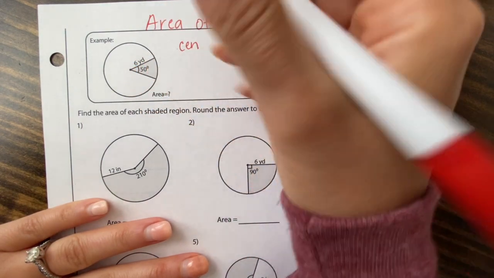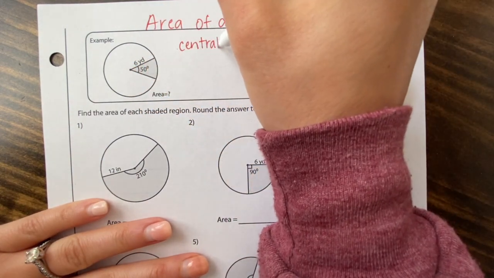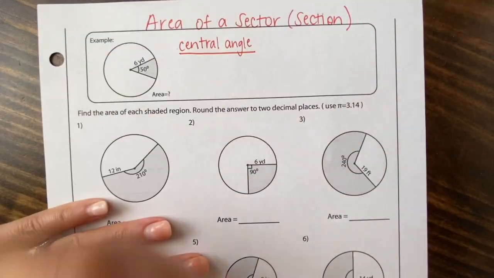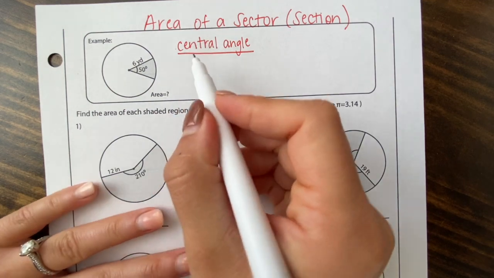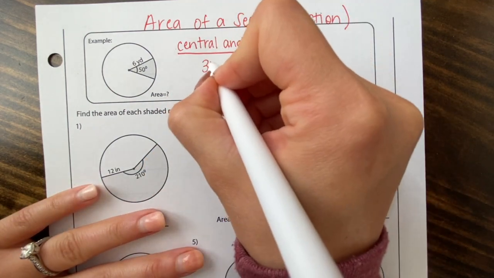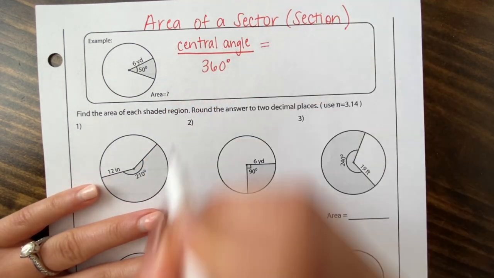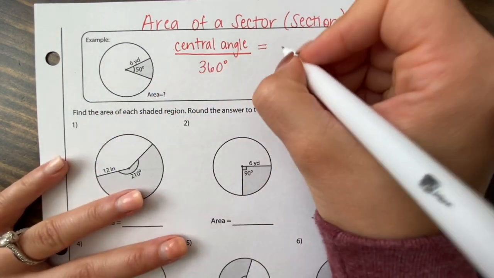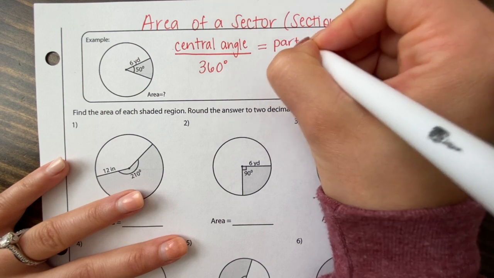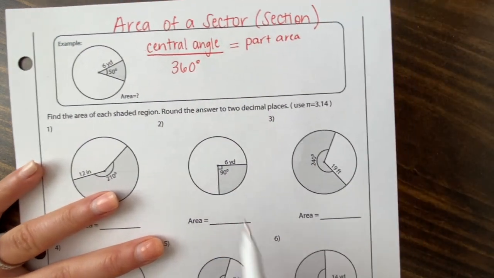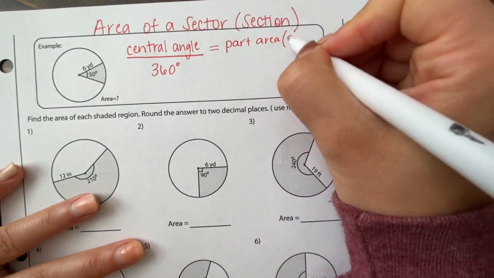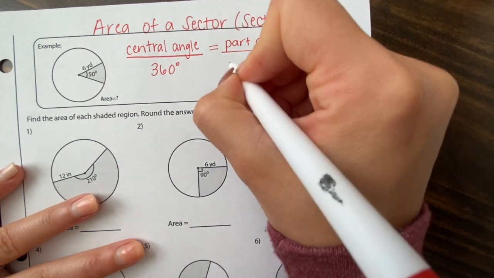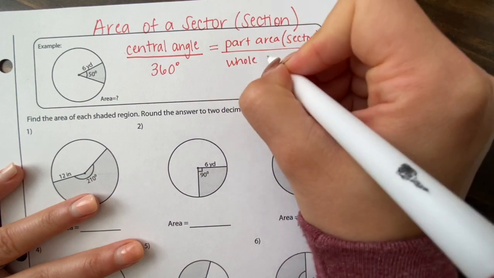So we're going to create our proportion. It's going to be the central angle out of, remember, we're doing part, so it's part over whole. So the central angle out of 360 is equal to part of the area, which we are going to call the sector today, over the whole area.